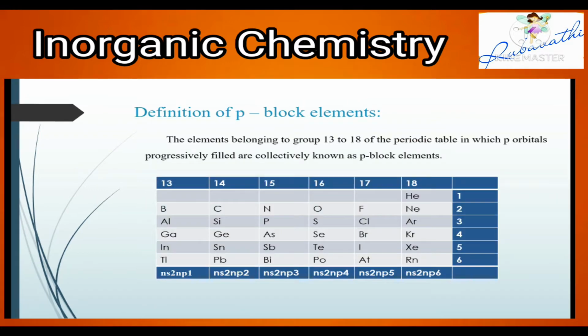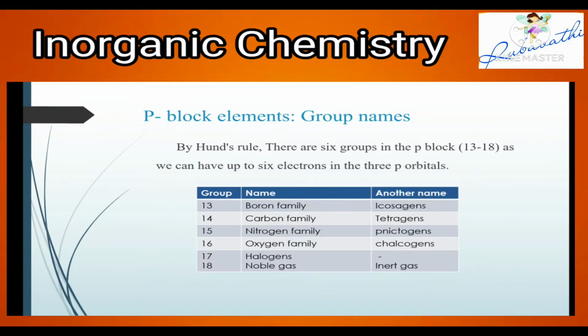The elements belonging to group 13 to 18 of the periodic table, in which p orbitals are progressively filled, are collectively known as p block elements. By Hund's rule, there are 6 groups in the p block, as we can have up to 6 electrons in the 3 p orbitals, that is group 13 to 18.